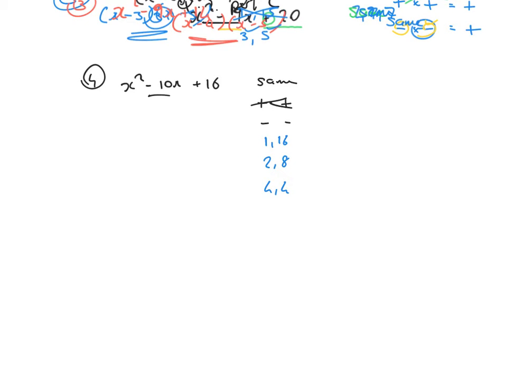Which pair can I use to get minus 10 in the middle? It's not 1 and 16, it's not 4 and 4, it's 2 and 8. So it's going to be minus 2 and minus 8. Minus 2 times minus 8 is plus 16, and minus 2 and minus 8 is minus 10.